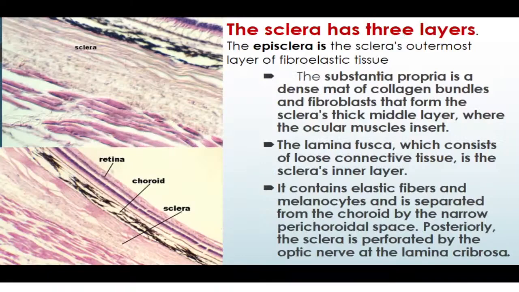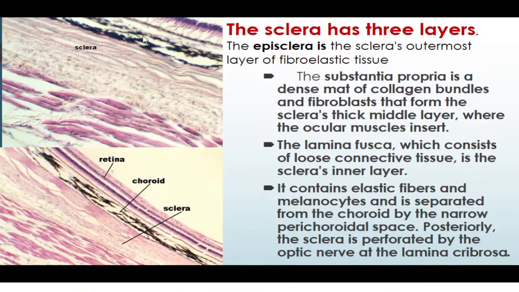The sclera has three layers. The episclera is the sclera's outermost layer of fibroelastic tissue. Look at this one, we have seen it here. Episclera, outermost. The substantia propria is a dense mat of collagen bundles and fibroblasts that form the sclera's thick middle layer, where the ocular muscles insert. The lamina fusca consists of loose connective tissue and is the sclera's inner layer. This is the outer layer, this is the inner layer.